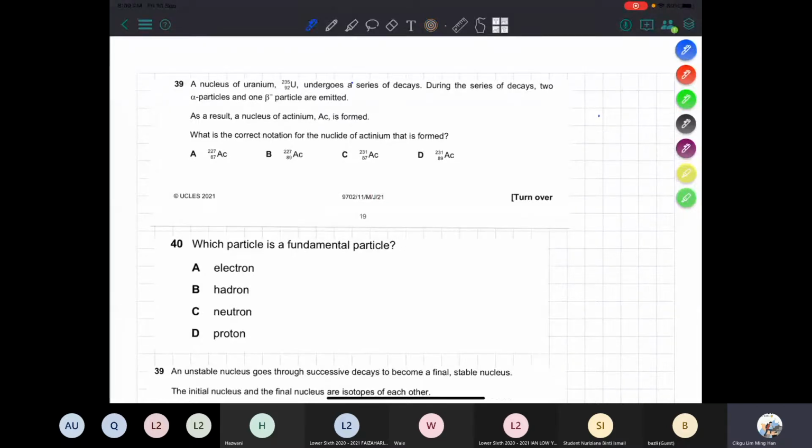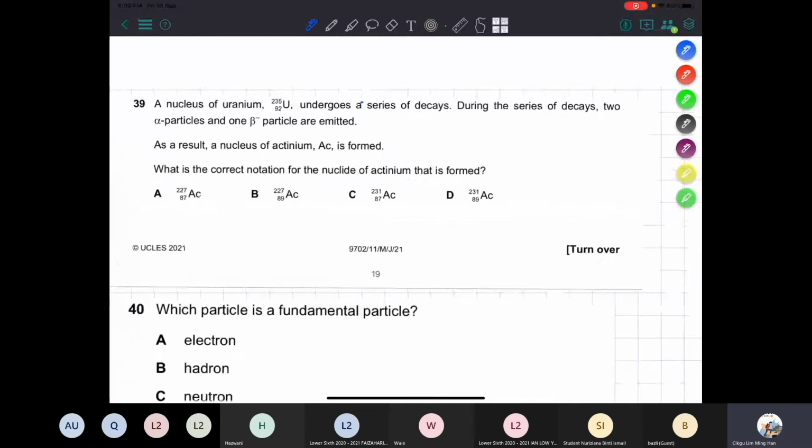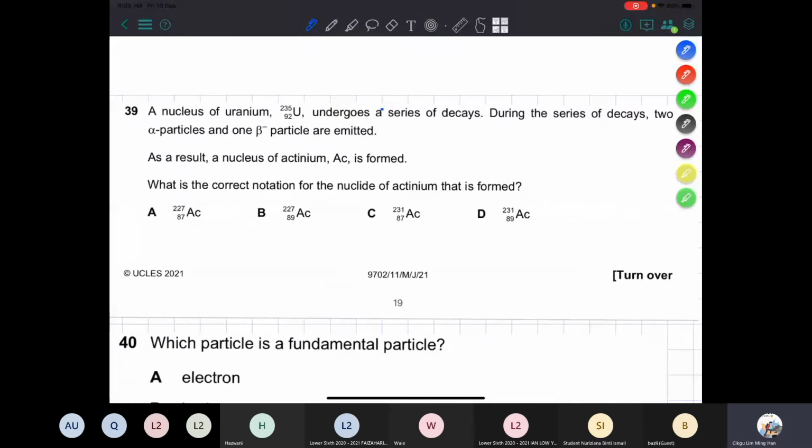So this is the first one. Maybe I zoom in a bit so that you can see. Oh, I marked my mistake here. All right, can you take a look at the question first while I read it out. A nucleus, uranium-235, 92. I highlight this one first. It undergoes a series of decay. During the series of decay, 2 alpha and 1 beta minus are emitted.